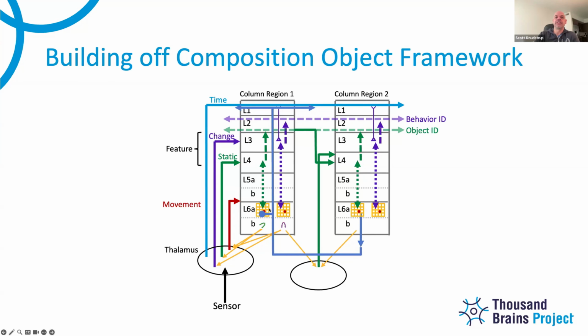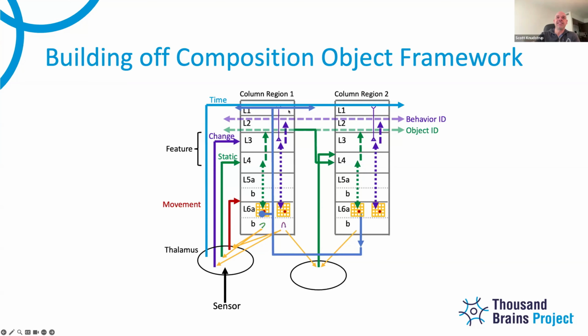We have coexisting reference frames for the object model. I guess sometimes we call it a morphology model. I'll just call it an object model, and a behavior model. They're independent and not necessarily co-aligned. And they both have their own set of rotations that they essentially ask the thalamus to apply.